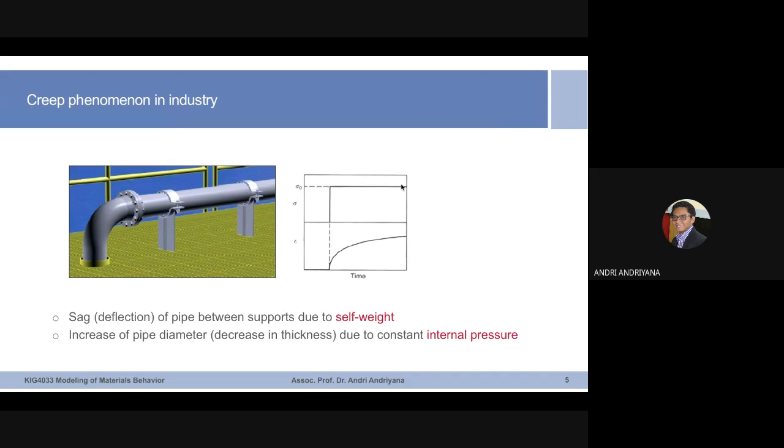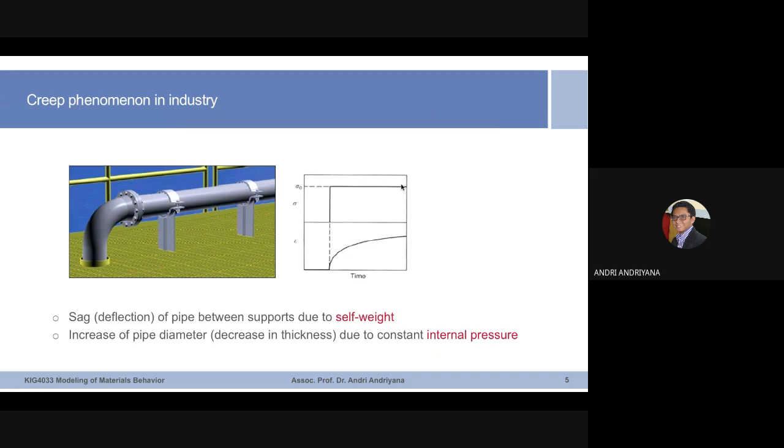However, if the material of the pipe is viscoelastic, then the amount of sag, the amount of deflection, will continuously increase with time. Even though we impose constant stress, the resulting strain will increase over time. This is a characteristic shown by viscoelastic materials. The fact that the strain increases at constant stress is a phenomenon called creep.